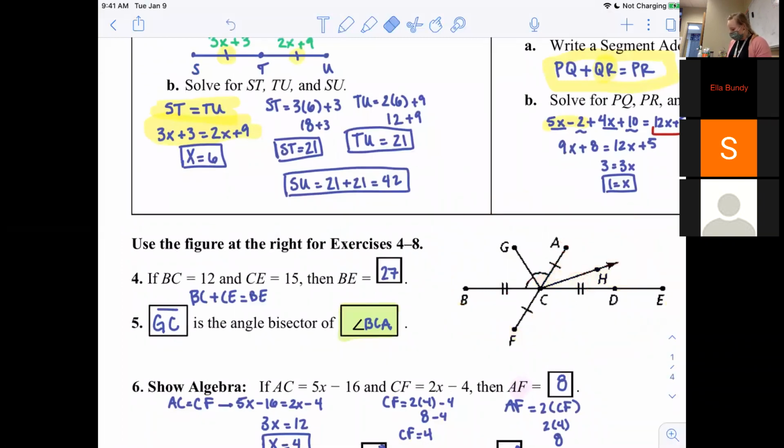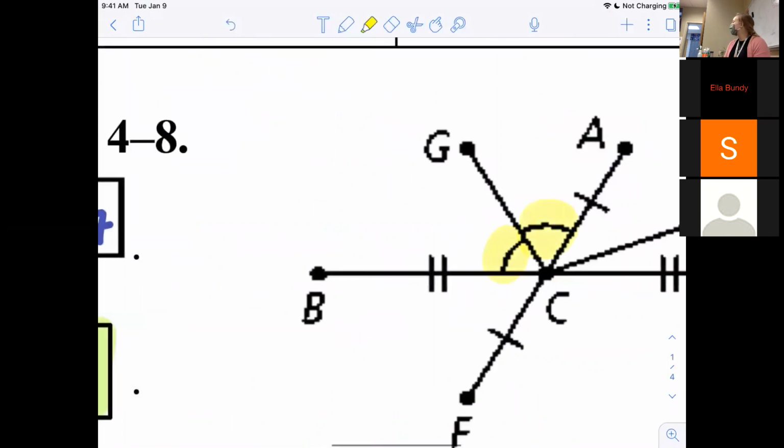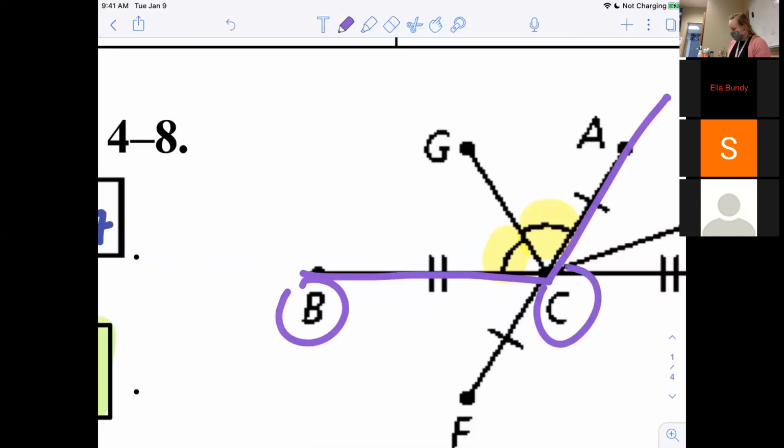Abby just asked me a really good question. She said, is that the only one we know? Because of how it's marked, yes, that is the only one we know of. These little marks right here show me that the segments are congruent, or those angles are congruent. So I know that this big angle BCA got split by this segment GC.